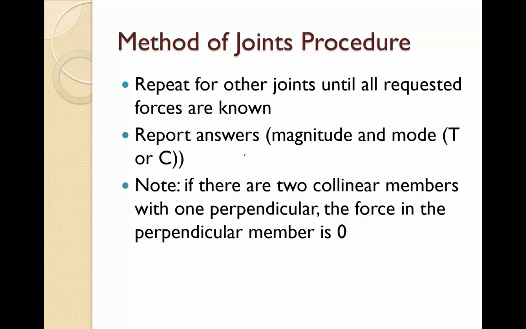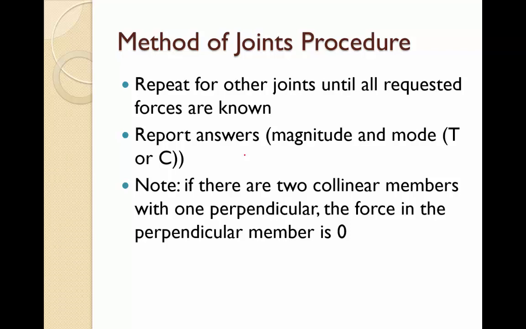One of the tricky things about this particular method is that every single answer is dependent. So after you solve for a couple of forces within a couple of members, you're going to then solve the next joint and you're going to use the answers from the previous one to solve that one. That makes checking your work very tricky, and it makes it very important that you have done everything correctly because there is no good way to check your work. Finally, you report your answers. Once again, you'll report the answer with magnitude and mode. That'll be either tension or compression.